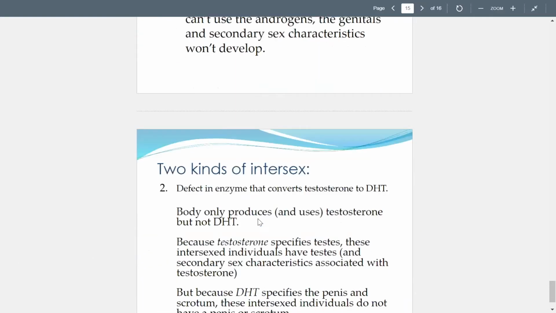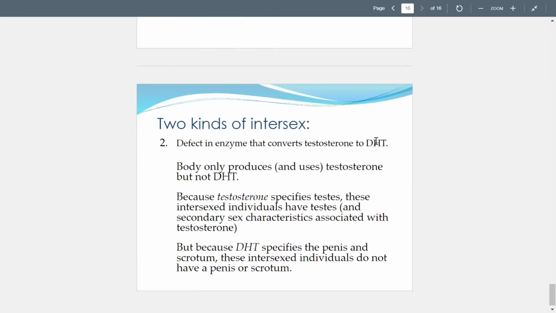And for the defect in the enzyme that converts testosterone to DHT, this means the body only produces the testosterone but not the DHT. So the testosterone, as we've mentioned earlier, specifies the testes, and these intersexed individuals have testes and secondary characteristics associated with testosterone. But since they can't convert the testosterone to DHT, they won't have a penis or a scrotum, if that makes sense.